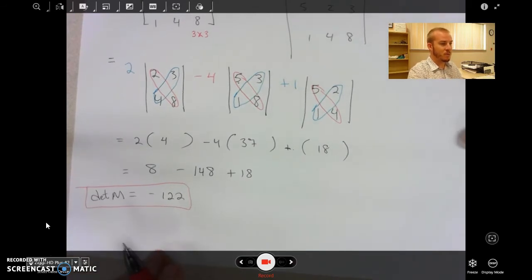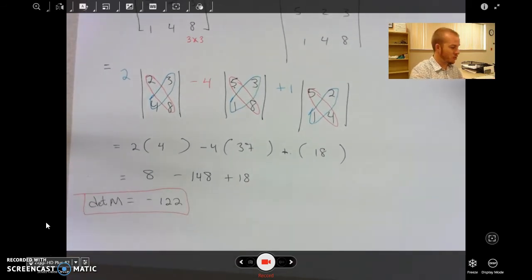Now obviously I do the algebra a little more quickly than some of you guys, and that's okay. You can use a calculator, do as you desire. That's to find the determinant of matrix M. That's using a 3 by 3.